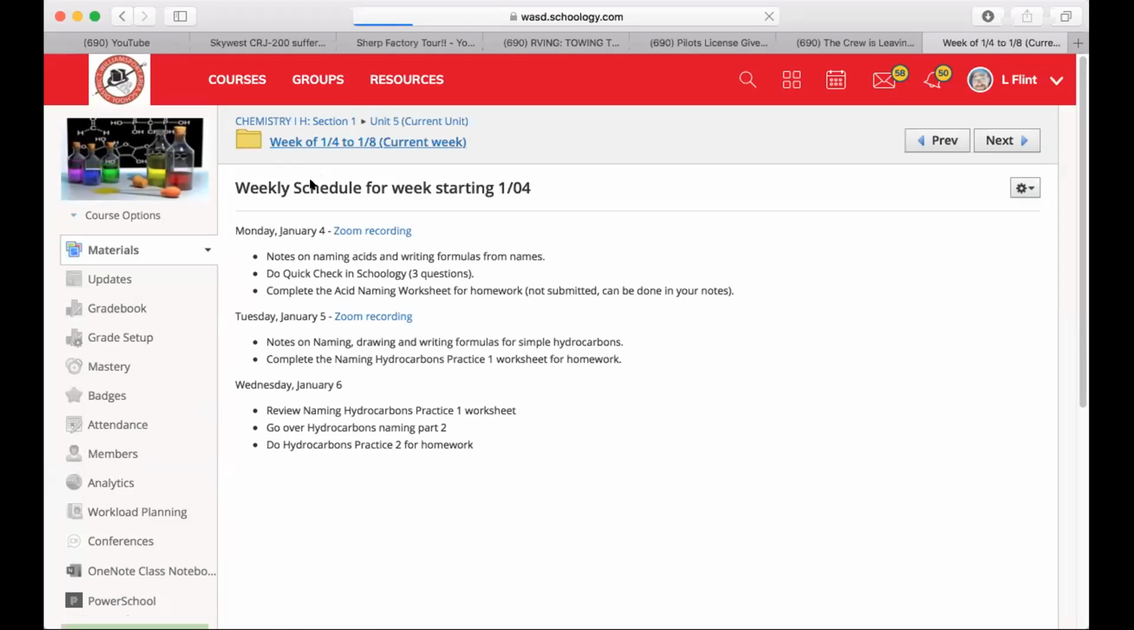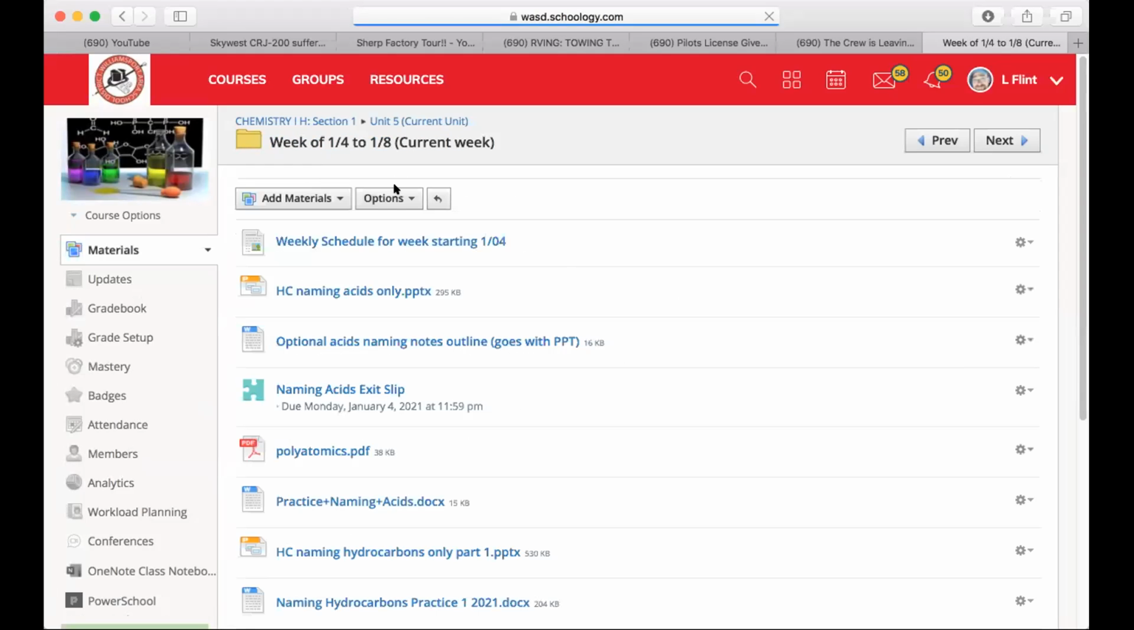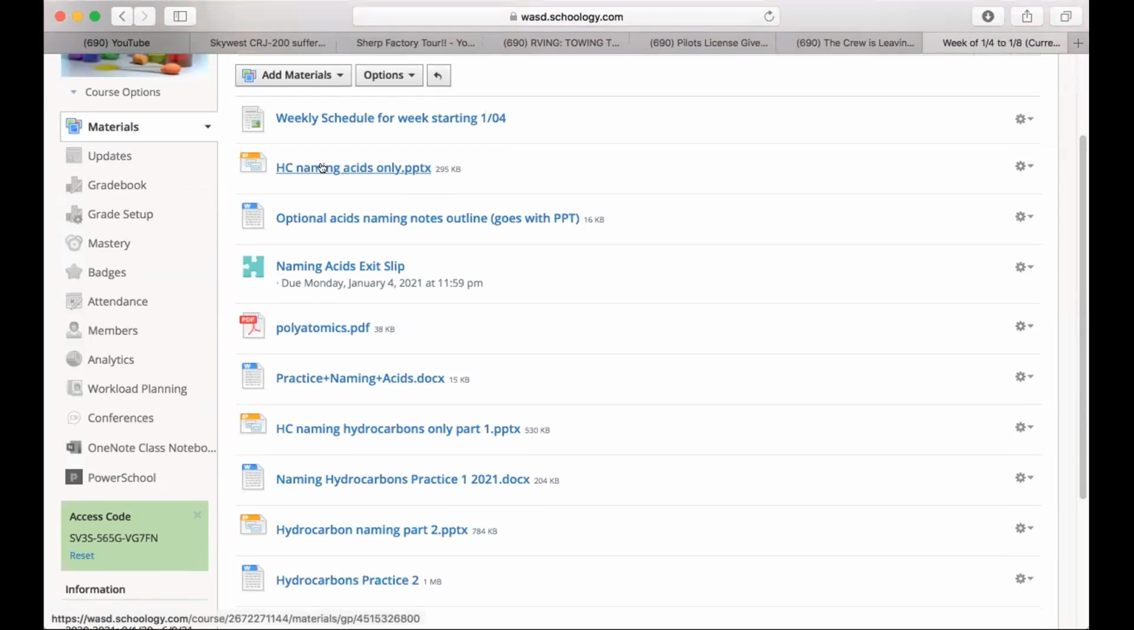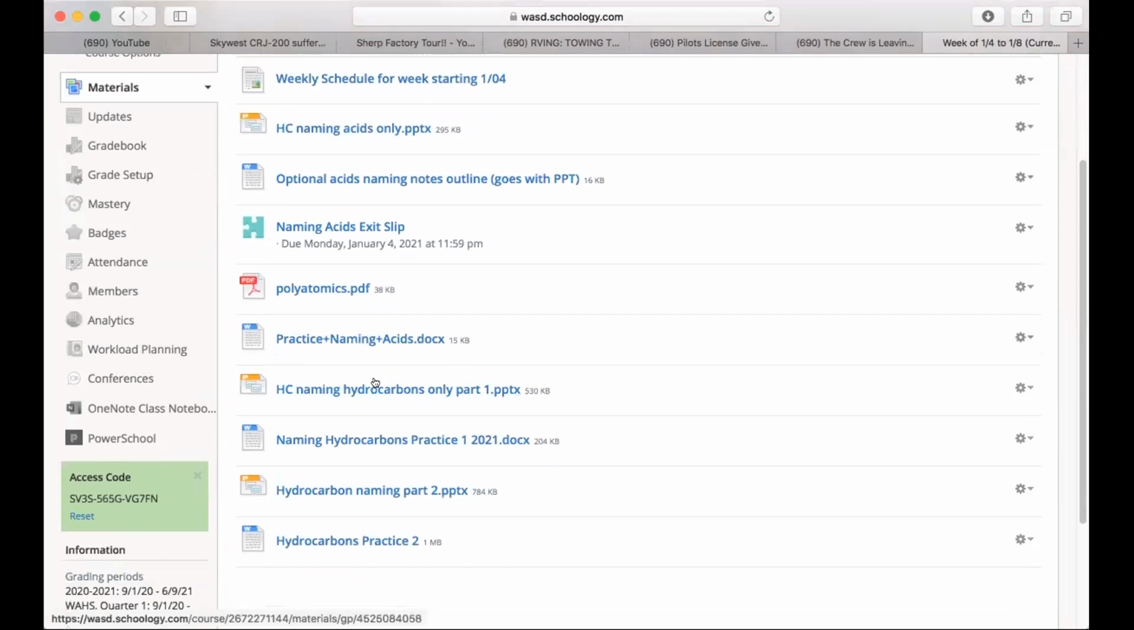So in the folder, everything's in chronological order. From Monday, this was the notes for how to name acids and the notes outline, and there was that exit slip. There was the practice, and we went over that yesterday. And then these were the notes from yesterday about naming straight chain hydrocarbons. And these are the practice problems I want to go over right now. And then these are notes for naming other types of hydrocarbons, and there's a practice that you can do for tomorrow. So that's the plan.